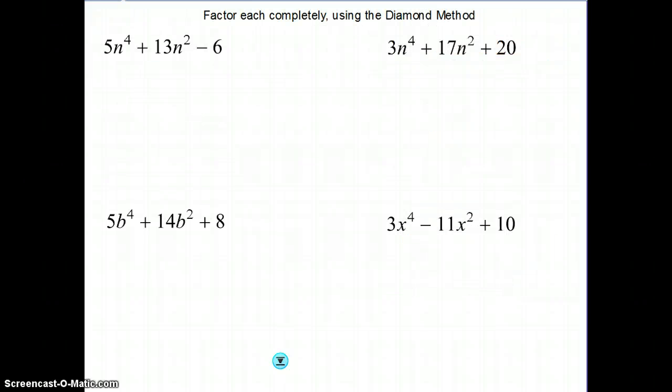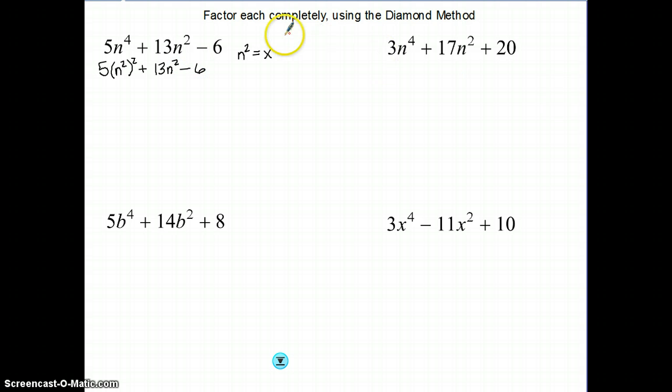Now on the top left, I'm going to factor using my diamond method again. Notice the relationship between your variables. You have n to the fourth and n squared. Because these go down by 2's, I can do the same process that I did on the last slide. I am going to take n squared and replace it with an x. So first, I'll rewrite my n to the fourth as n squared to the second power, plus 13n squared minus 6.